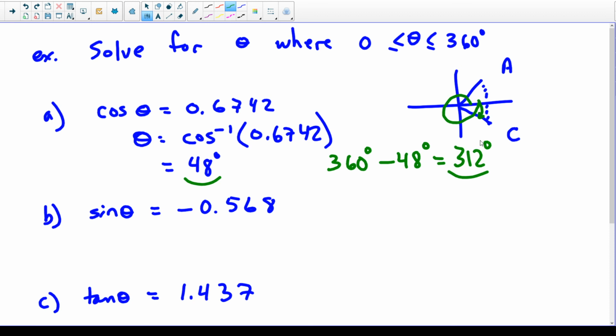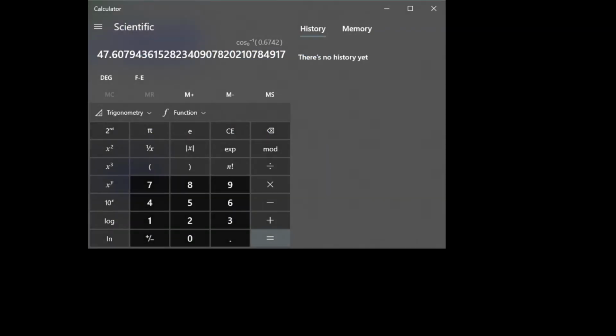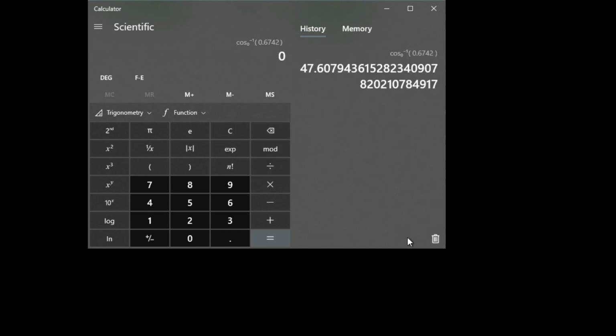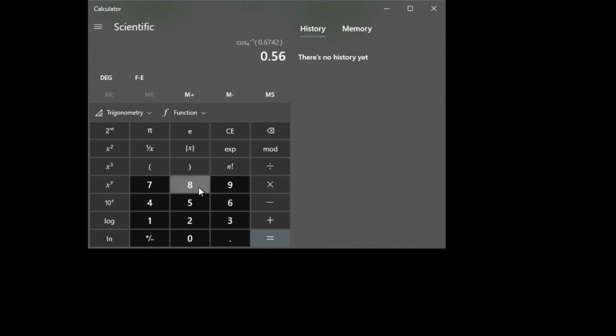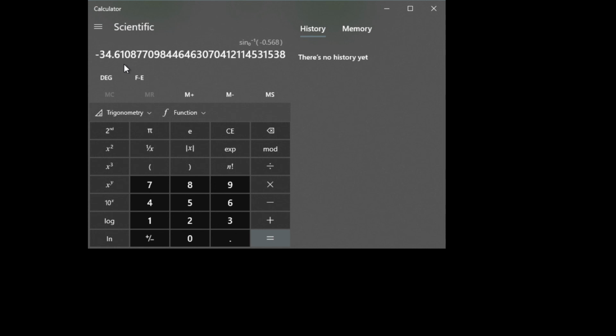What about the sine of negative 0.568? Well, what happens when I arc sine negative 0.568? Let's see on a calculator. If I arc sine 0.568, this calculator is one of the older styles where I have to put in some of the values afterwards. So, second sine. That gives me negative 35 degrees.